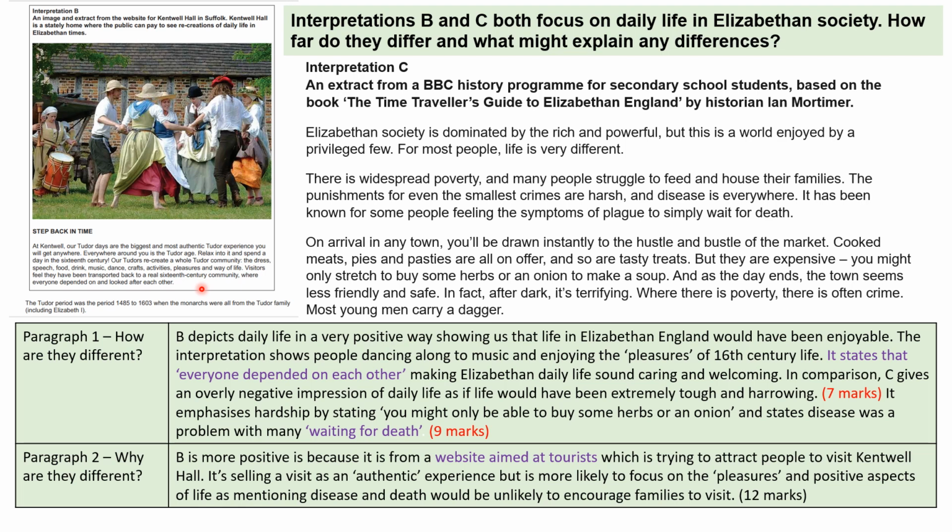So a paragraph as short as that just focuses on why the interpretations are different, what was their overall aim, and we can clearly see that interpretation B's aim is to get people to pay money to visit Kentwell Hall, and therefore it's always going to have a more positive and kind of rose-tinted view of life in Elizabethan society. So hopefully that helps you to work out how you would answer your 12-mark question. 2 paragraphs. The first one, how are they different, using quotes to support, and the second one, why are they different?